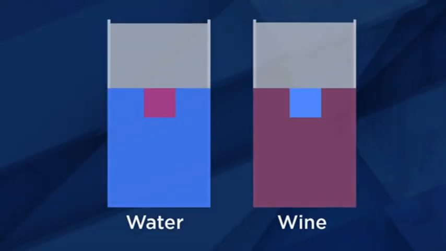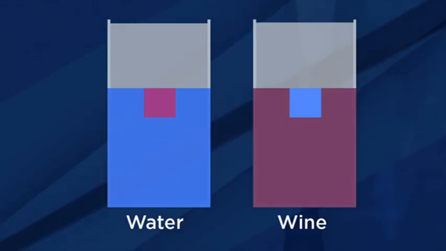The key observation is that each glass has the same amount of liquid at the end as it had at the beginning. So the amount of water that left the water glass must have been replaced by exactly that much wine. And where did the missing water go? It all went into the wine glass.